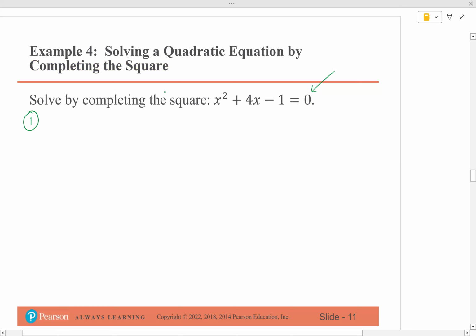Because at a certain point, you're going to want to insert that b over 2 squared quantity, but not quite yet. I would say isolate the x squared, and I should just say isolate the variable terms.